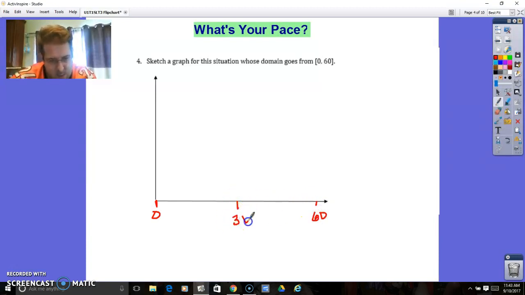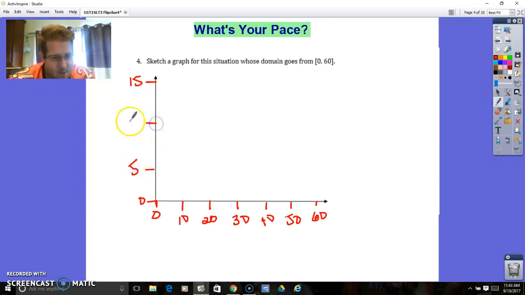So let's say this was 30. We'll call this 10, this is 20, 40, and 50. And then we've got our miles going up. So if this is 0, the most the miles was 12. So I'll say this is like 15, and I'll just go by 5s. 5, 10, 15. Okay, pretty good. So this is miles. I need to have labels. And this is minutes.